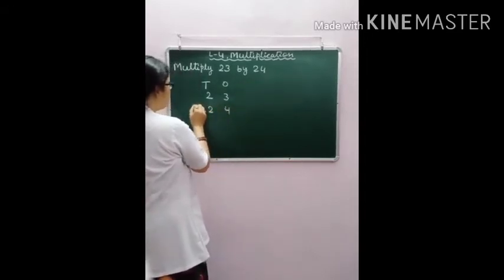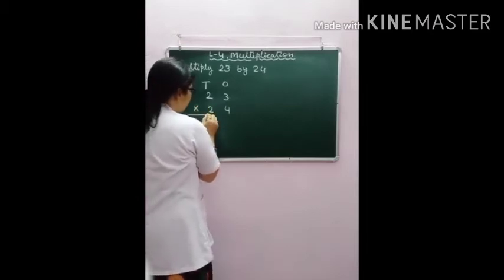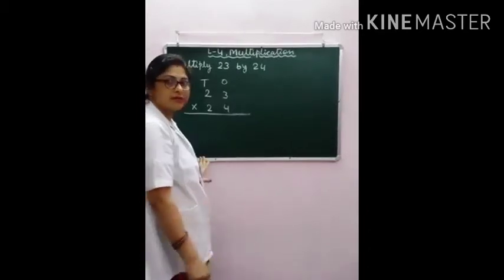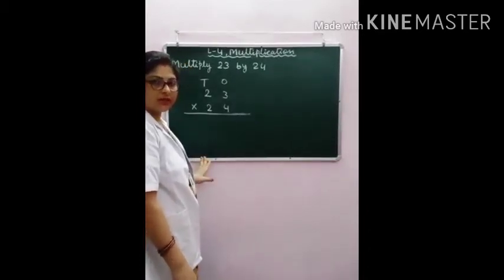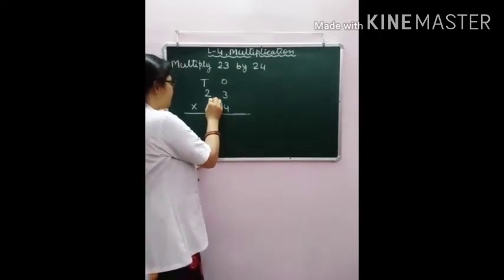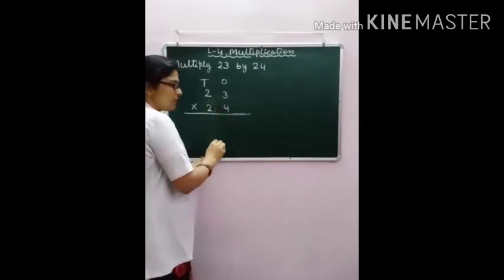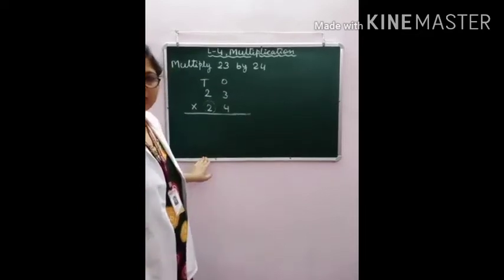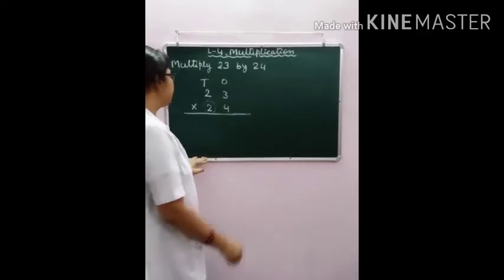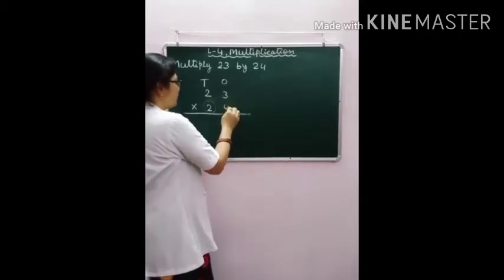Now we will put the multiplication sign. Now we have to multiply these numbers. How we have to multiply these numbers? Children, look at here. Just forget about the second number. Children, we have already learned how to multiply any number by 1-digit number. So we will multiply 3 by 4.